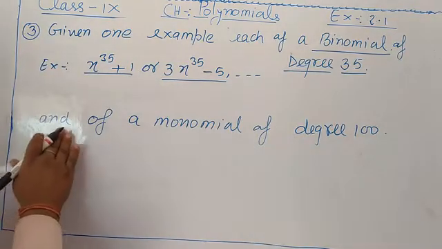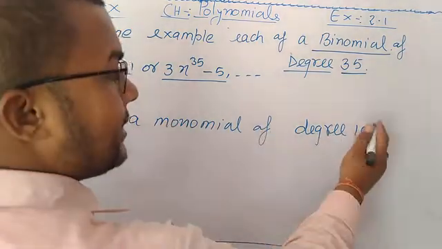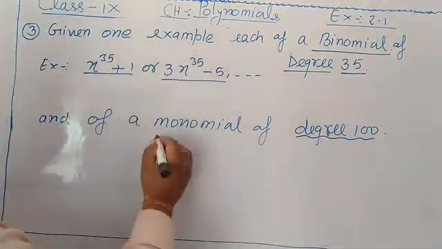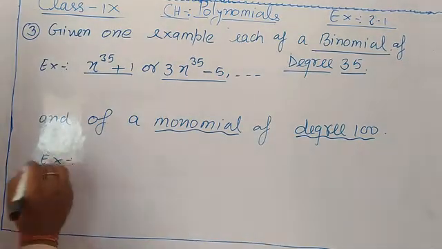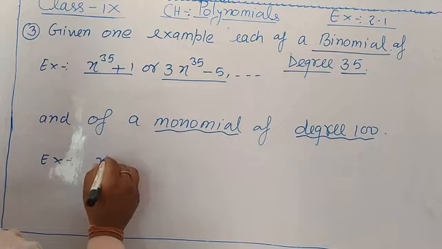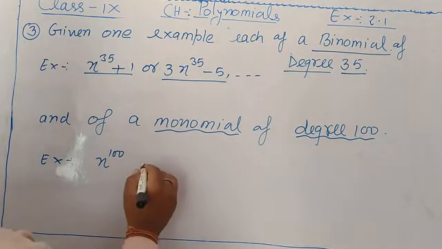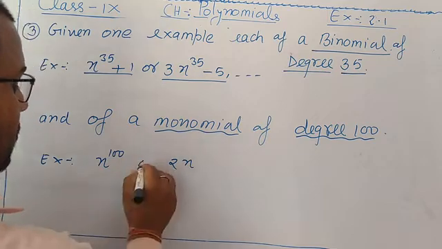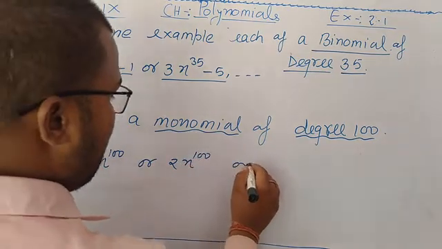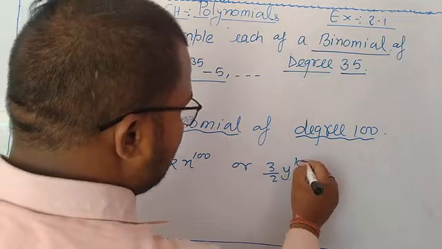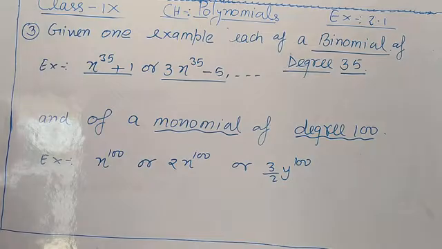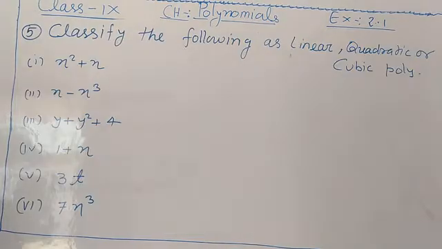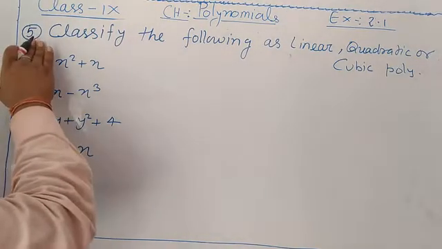Next, give an example of a monomial of degree 100. This is a very important question. A monomial term where the degree of the variable is 100. Examples in monomial form: x to the power 100, 2x to the power 100, or 3 by 2 y to the power 100. Each such term is a monomial. So write this, student, question number 3. Next is question number 5.